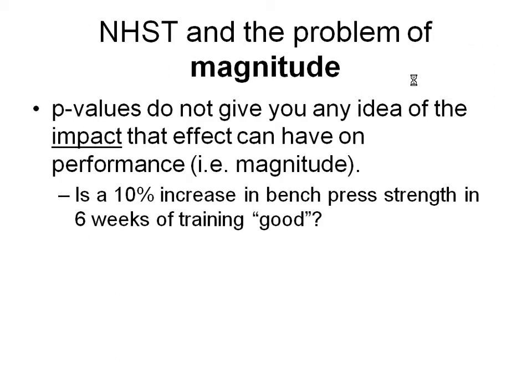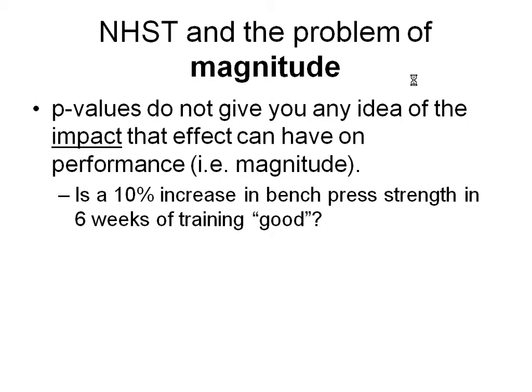The other problem with the null hypothesis significance test and the p-value of less than 0.005 is that it does not capture the concept of magnitude or the meaningfulness of a change. So p-value does not give you any idea of the impact that the effect can have on performance. Is 10% increase in bench press strength in 6 weeks good? Well, I mean, it sort of depends who you're talking about. If these were elite powerlifters, 10% improvement is massive. But if you're talking about untrained people, then 10% is pretty miserable. So we need to have some sort of consideration about who we're talking about here.